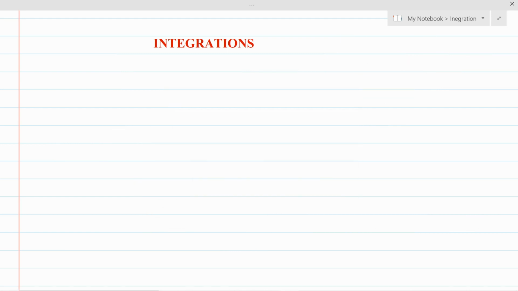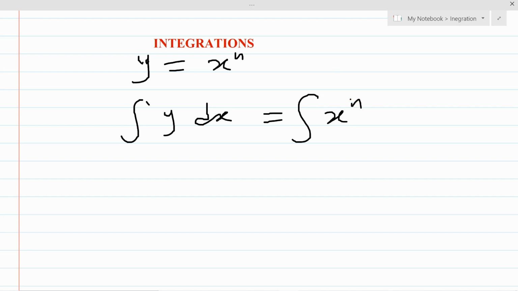Alright, so if I have a polynomial function y equals x to the n, then the integral of y dx, this is how you write it, is equal to the integral of x to the n dx. And so the general definition says that you just add 1 to the power, then divide the whole of your answer by n plus 1.